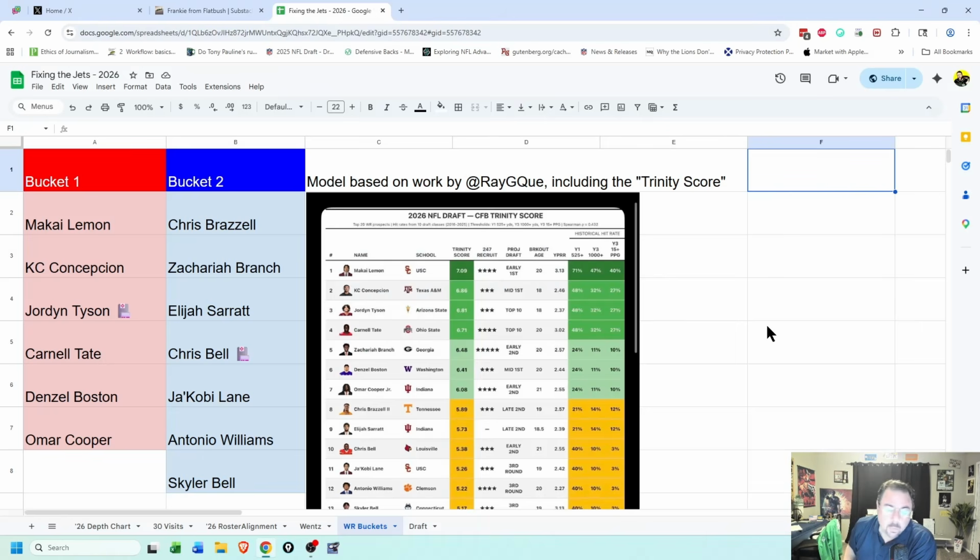Now, you may be wondering, what the hell is this? Well, we got some wide receivers, and you would want to create buckets for them, as I discussed earlier. Now, this work here is based on the model created by Ray GQ, as you see right here. Go follow him on Twitter, Ray GQ. He also has a Patreon if you want to give him some money. Now, as you know, I vet these people before I go and promote their work. I vet them very carefully. This guy's the real deal, Ray GQ.